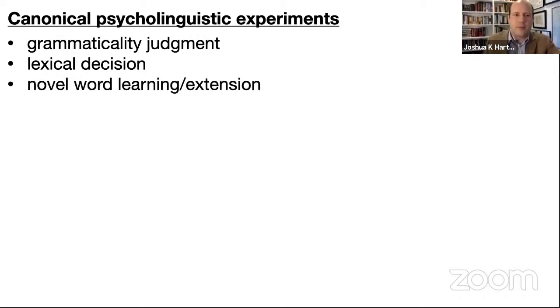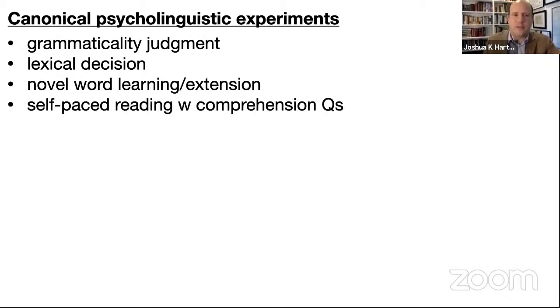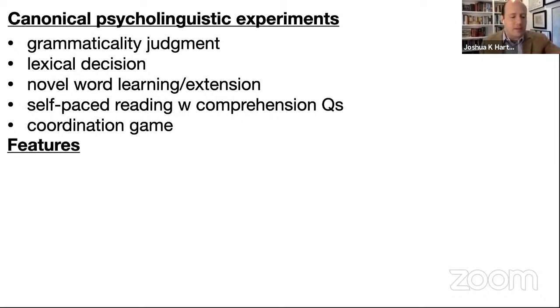So again, I know there are a lot of people participating in this workshop who are not language scientists, but it is centered on language science. The canonical psycholinguistic experiments are things like grammaticality judgment or lexical decision, where you see strings and decide, is this a word or not? Novel word learning or extension, self-paced reading with maybe some comprehension questions, and coordination games, where you have some task involving novel objects with a partner, and you have to come up with ways of referring to those objects, or you don't really know that's what your job is, but that's really what the study's about. There are some features common to all these standard paradigms.